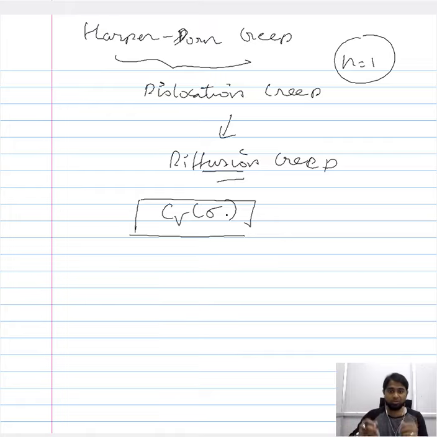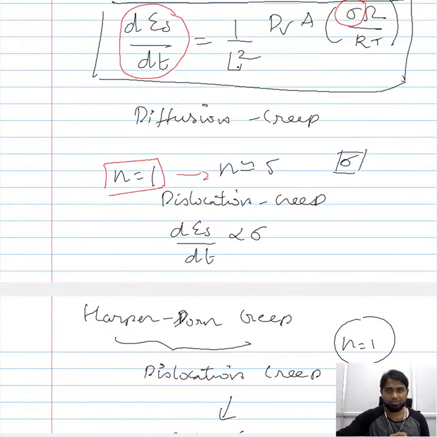This concentration gradient of vacancies will then induce a flux of vacancies, and this flux will directly influence the steady state creep rate, which we have seen earlier. So from that we have arrived at this expression here.